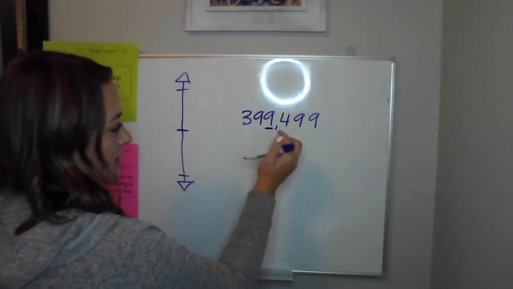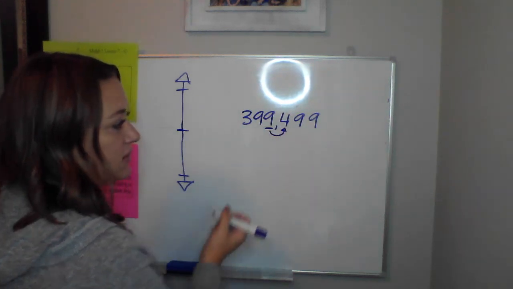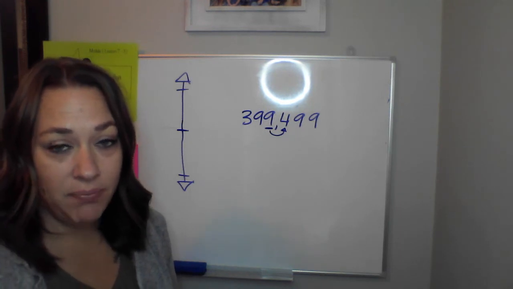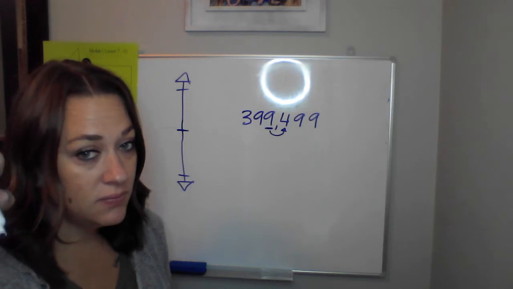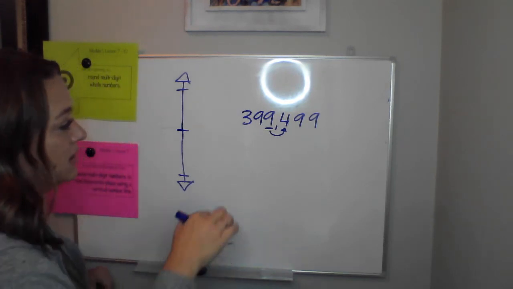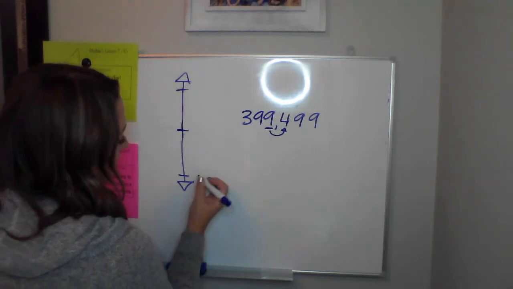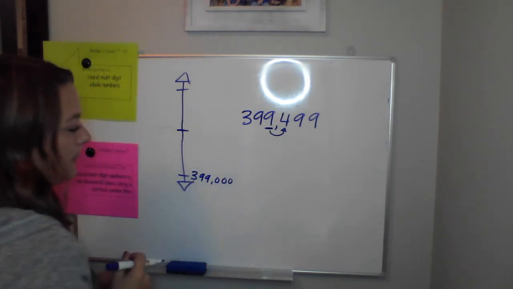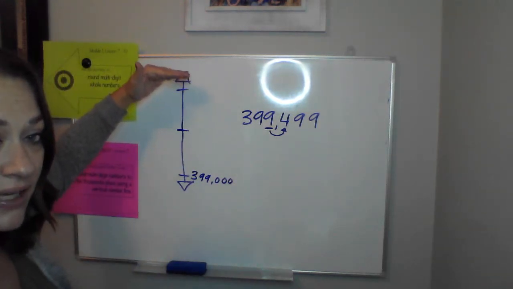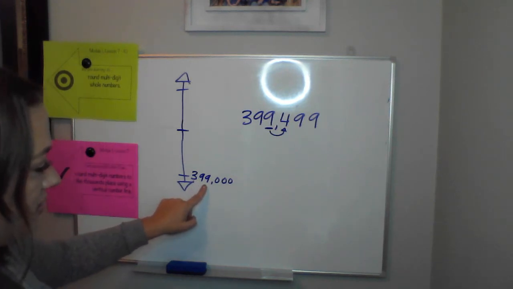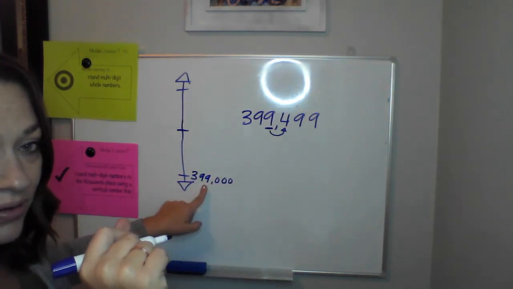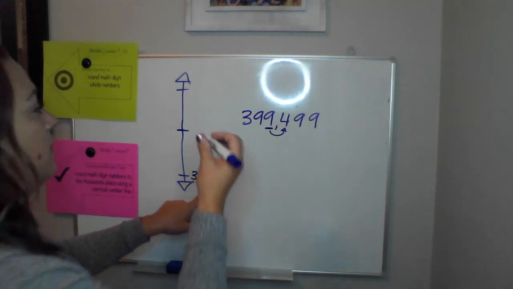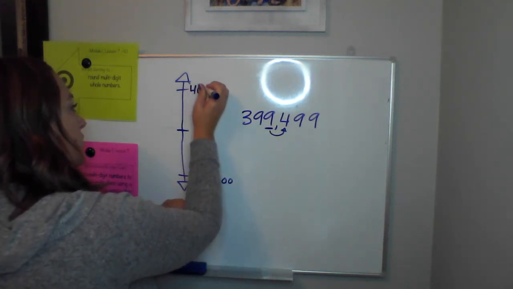So for my lower end, I'm going to look to the right. It's a 4. Kind of get in your head, where do you think we're going to round? We're going to round down. We're going to round up. Rounding rules. 4 is less than 5. Okay. So I have 399,000. That's going to be my low point. One more. Think about that for a second. 399,000. If I add 1 to that, my high point would be 400,000.